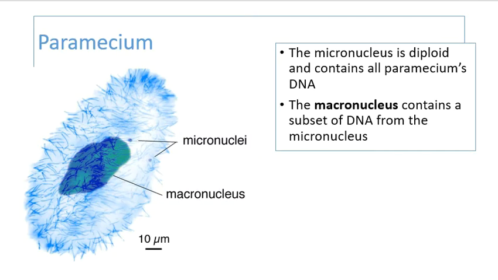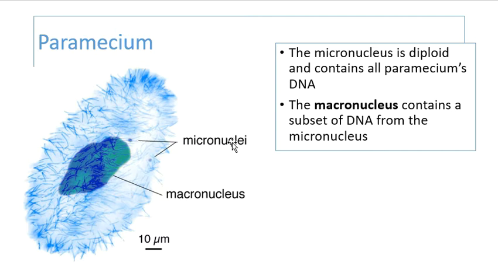And there are many exceptions in biology to this structure. Like we see in the case of Paramecium, a single-celled organism that has two kinds of nuclei. One is the macronucleus, another is the micronucleus. Again, micronuclei here in this Paramecium example are two in number. The micronucleus, this one, is actually diploid and contains all of Paramecium's DNA.